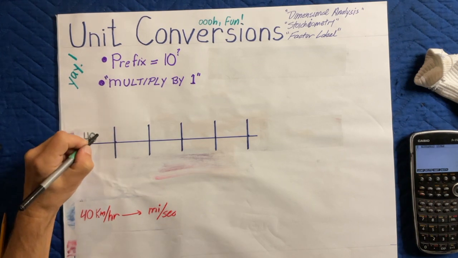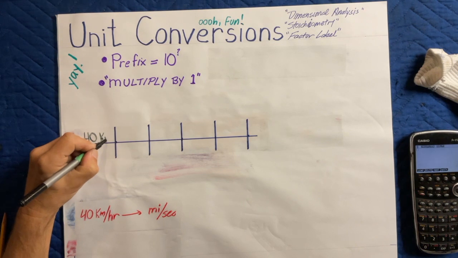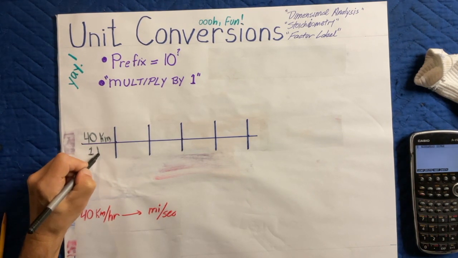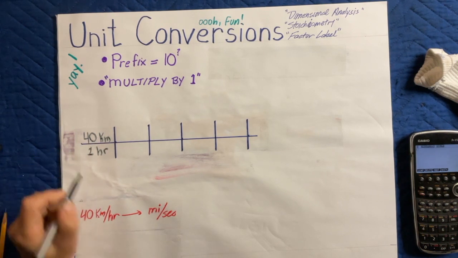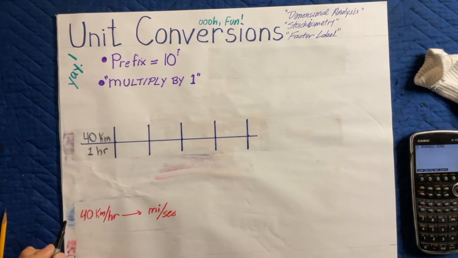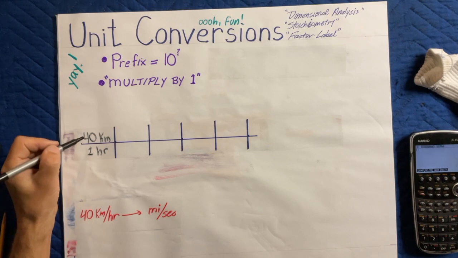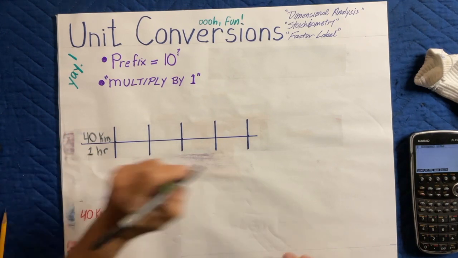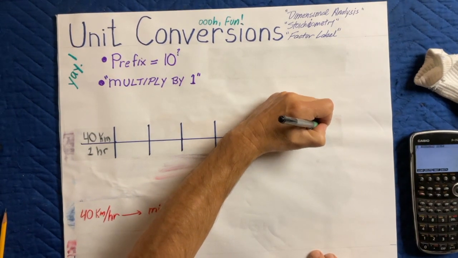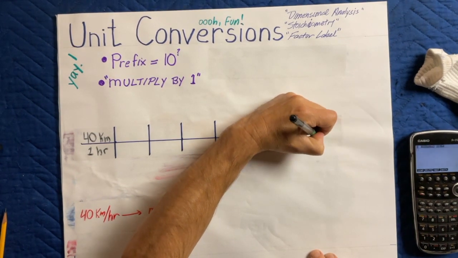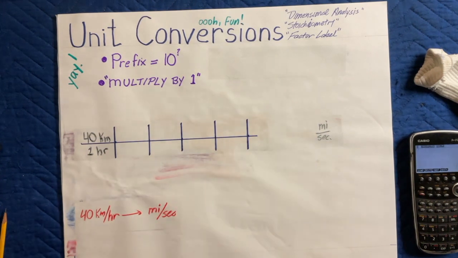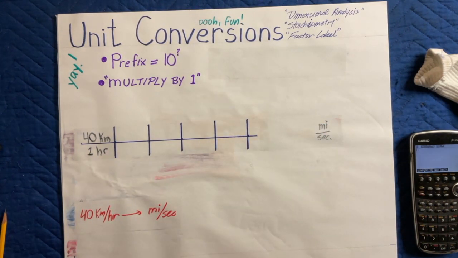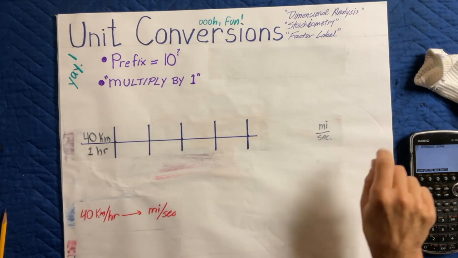40 kilometers an hour means that this object travels 40 kilometers in 1 hour. So I've specifically set this up. That is a fractional structure, so kilometers per hour. Now again, our goal over here is miles per second. I'm going to use MI for mile because I don't want you to confuse it with meters. Second could just be the S.